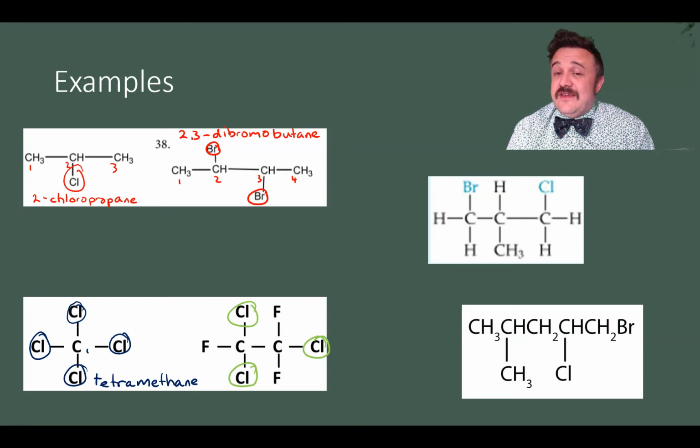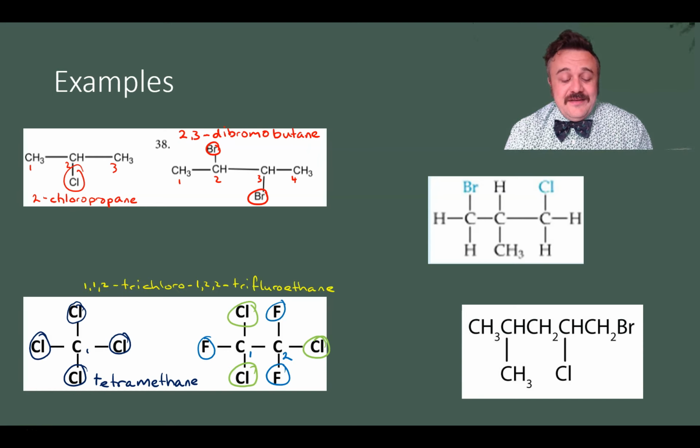So we've got our chloros. They're the ones we're going to identify first. Because if we add up the chloros and we add up the fluoros, we want the chloros to have the lowest number because they have the highest priority. So then it becomes fluoros. Now this is a fun one. So it becomes 1,1,2-trichloro-1,2,2-trifluoroethane.